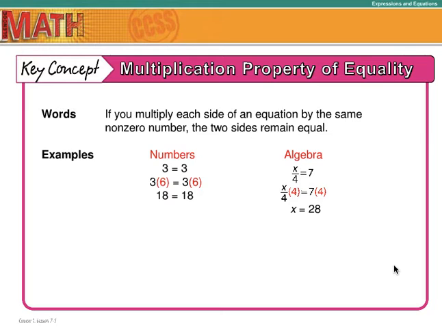Okay, here we have x over 4 equals 7. X over 4, if we multiply it by 4, equals 7 times 4. X equals 28. Okay, so don't let this stump you too much.